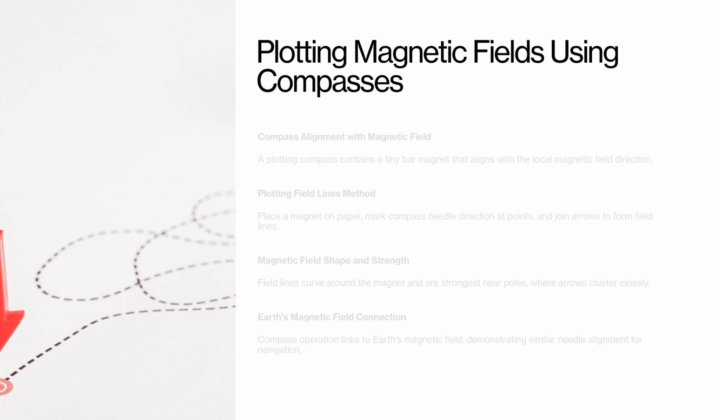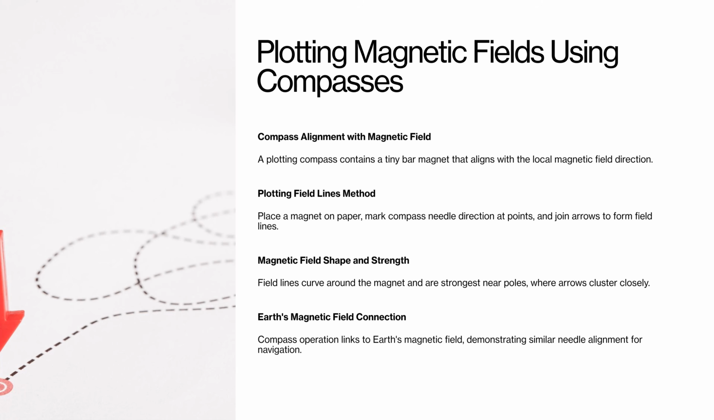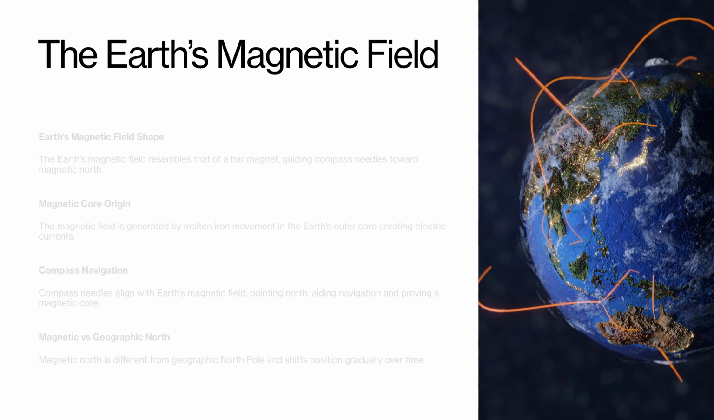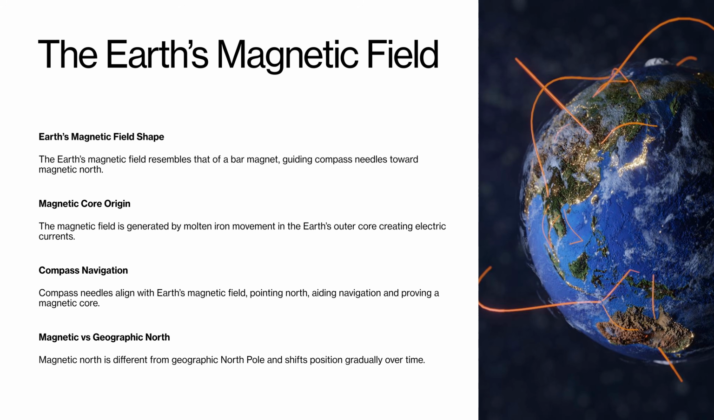To plot a magnetic field using a plotting compass, follow these key steps: place a bar magnet on paper, position the compass near a pole to mark dot positions, and connect the dots to map the lines. Earth's magnetic field is an invisible protective force field generated by swirling liquid iron and nickel in the planet's outer core, guiding compass needles and shielding life from solar wind.